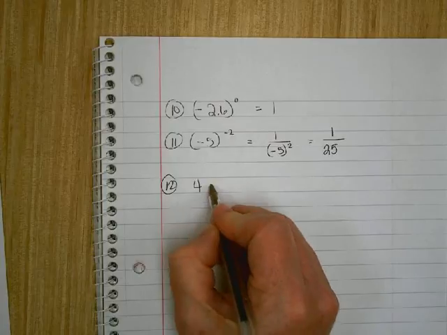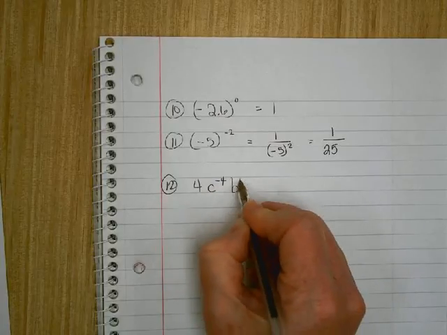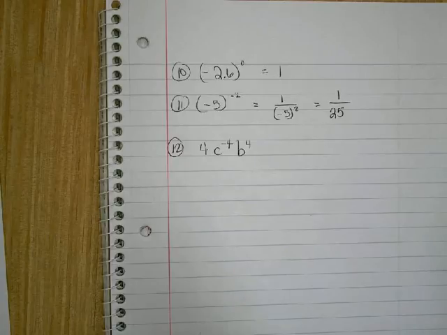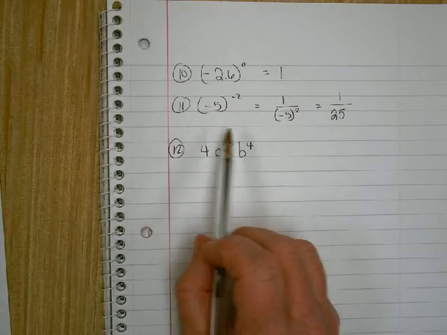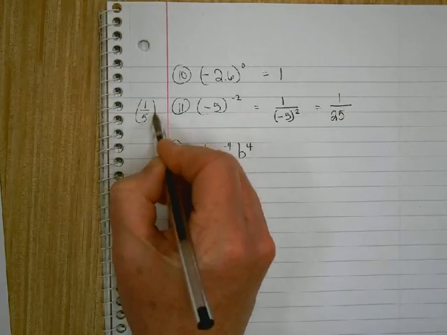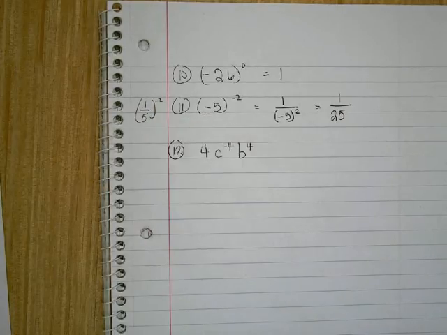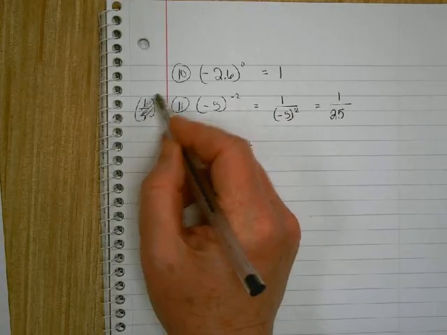12 says 4c to the negative 4, b to the 4th. Which part of this do you have to fix? Brayden? On 11, I turned it to 1/5 to the negative second power. That made it 1 over negative something. Okay, look. This is what you said. I made it negative 2 over negative 25, which in turn is negative 25 over 2, which... No. Put a star by that and we'll look at it together in a minute.